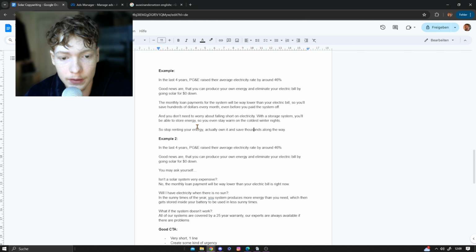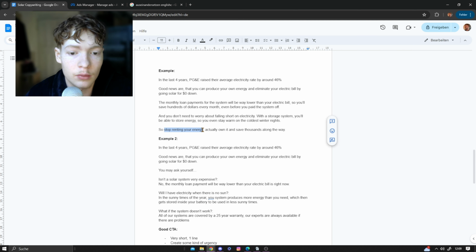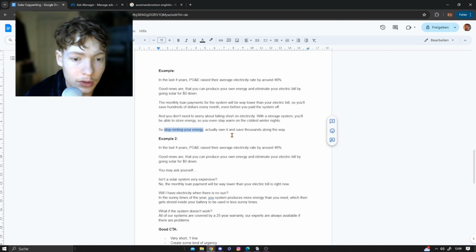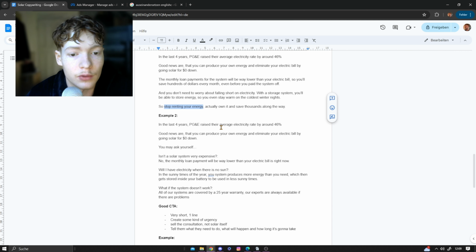So yeah, basically, we just told them to stop renting your energy. This is also a good keyword that you can use. Stop renting your energy, because many people don't see it this way, but it's actually true. The same way they rent their home, they also rent their energy. People don't want to rent their home, they want to own their home. People don't want to rent their energy, they want to own their own energy. So this is the independence keyword, basically.